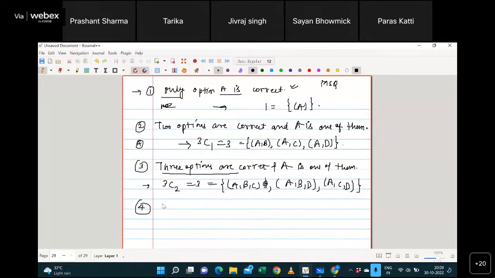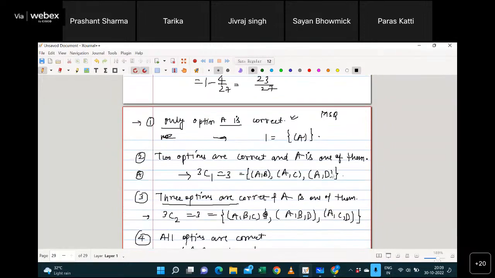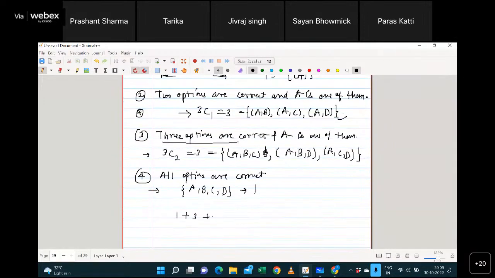4 options can be all options are correct. That means what? Just one way, sir. Just one. That means A, B, C, D. I have one way. So what is the total number of ways? 1 plus 3 plus 3 plus 1, which is 8, which is 2 raised power 3, which is 2 raised power 4 minus 1.